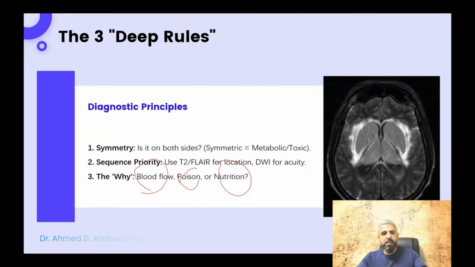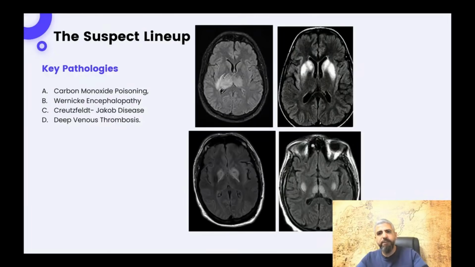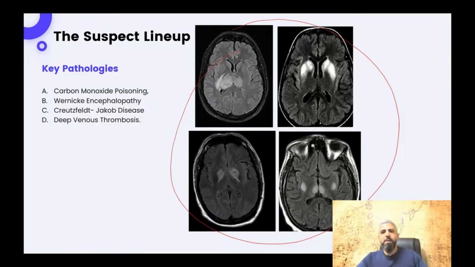We have a suspect lineup. The criminals will be standing next to each other, and we will have to know which criminal committed which crime. One of these is carbon monoxide poisoning. The other one is Wernicke encephalopathy. The other one is Creutzfeldt-Jakob disease, or prion disease, and the last one is deep venous thrombosis. So which one of these four crimes is committed by which one of these four criminals? So here are the suspects today. They all attack the deep brain, but they all leave a different fingerprint on the MRI.